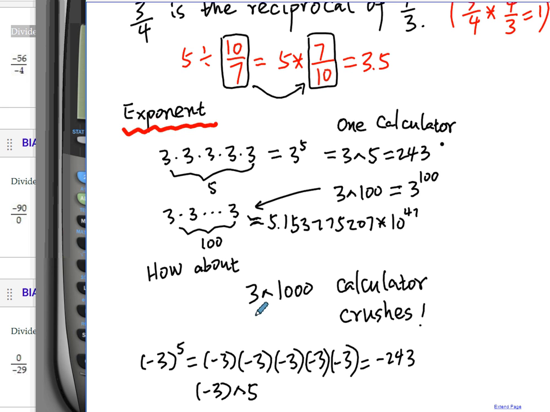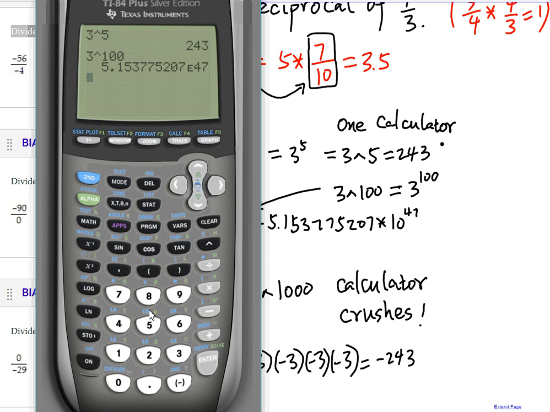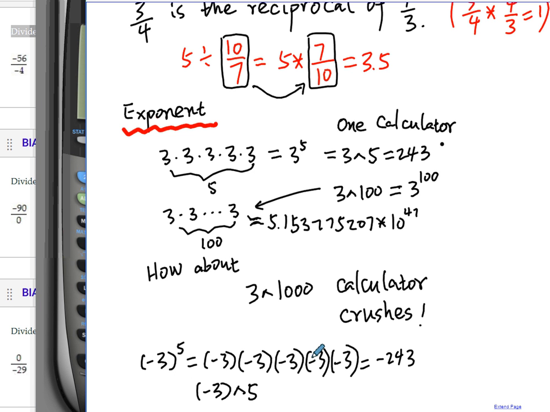You may say, hey, how about 10 to the 1000? That's a very big number. 3 to the 1000. So 3 times 3, 1000 times. You're going to crash the calculator, overflow. The calculator cannot find this number. That's too big.